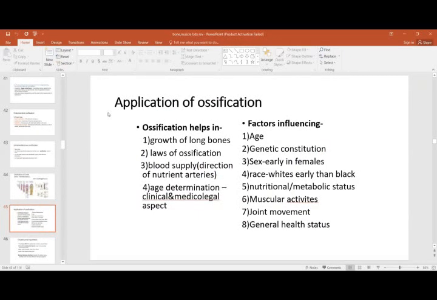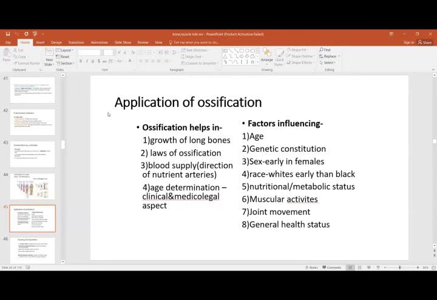There is ossification. What is the help of ossification? It helps in the growth of the bones. As I told you, the laws of ossification are important for blood direction, and clinical and medical legal aspects. If the epiphysis and the diaphysis of a certain bone are completely ossified, that is a certain fixed time period. With that, we assess the age of the person. So that is why it is helpful in clinical and medical legal aspects.